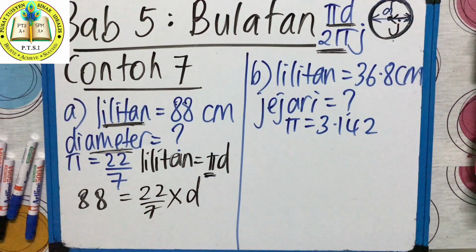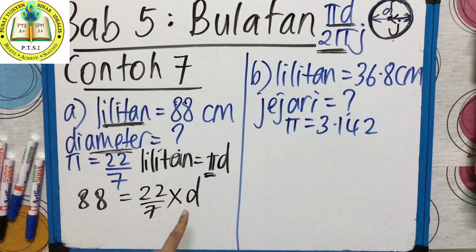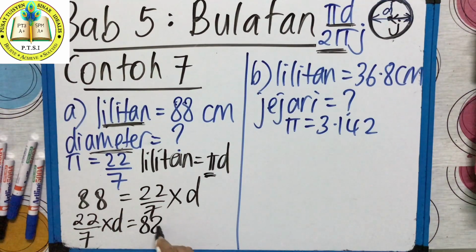Sekarang kamu sudah ganti. Bagaimana nak cari nilai d? Like how you solve a linear equation. How will you find the unknown? So how to solve the d? First step, what teacher do? I shift the place. I swap the place. So it will be 22/7 times d equal 88. Can you see class? Cikgu tukar tempat. I swap.